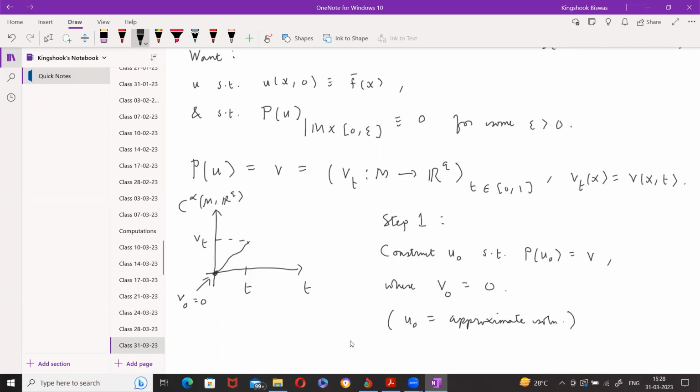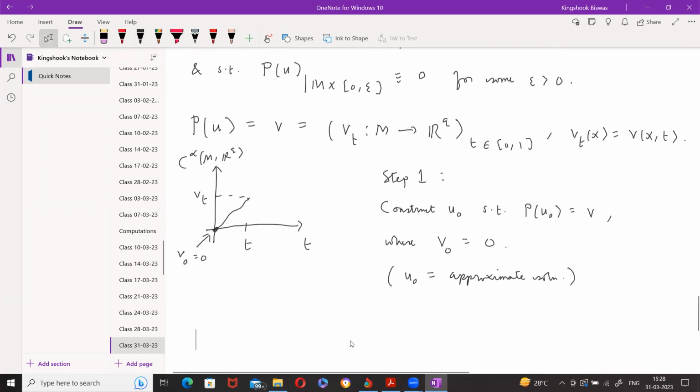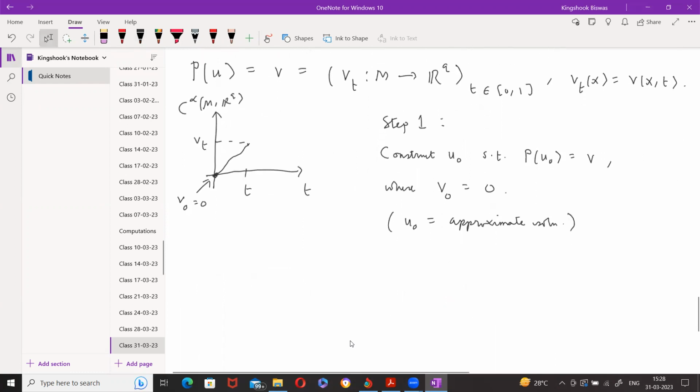I'm just constructing an approximate solution first. This actually is not hard to do, because what we can do is the following. We use the classical theorem on linear parabolic PDEs. You let U naught be the solution of the initial value problem for the linear parabolic PDE.